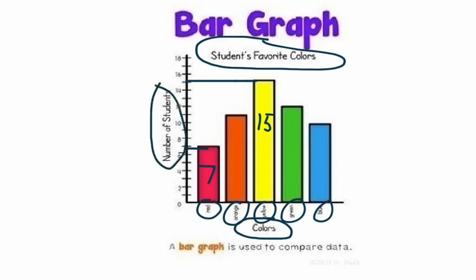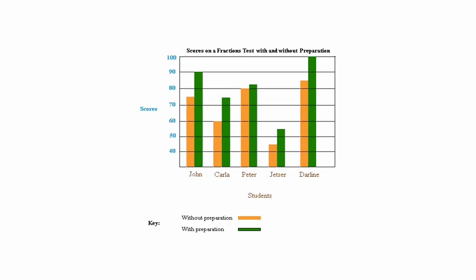All right, let me show you another one real quick. So here's another bar graph. Again, look at what we have. We have the title of the bar graph, scores on a fractions test, and they're testing two things, with preparation and without preparation. All right? They have the information down here. It's students, and then we have each student's name. Okay? So they give us that information. Then they give us the scores, or the numbers over here.